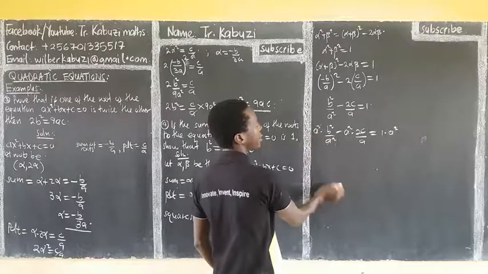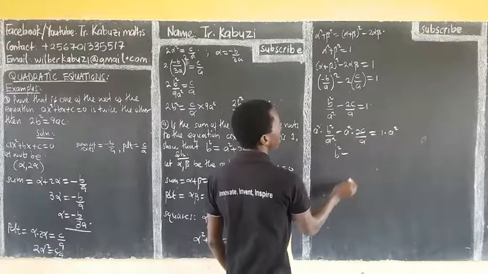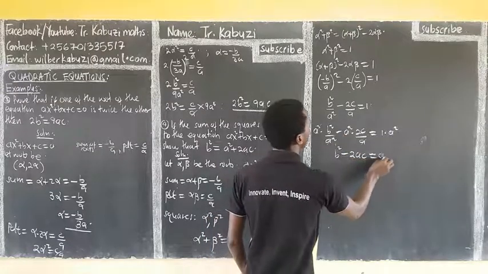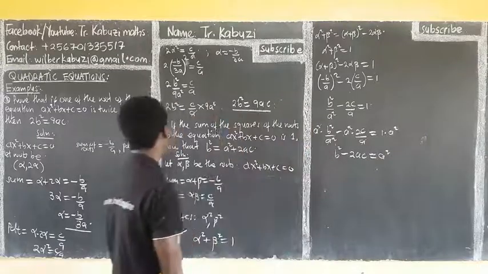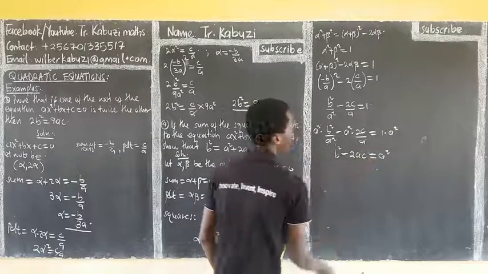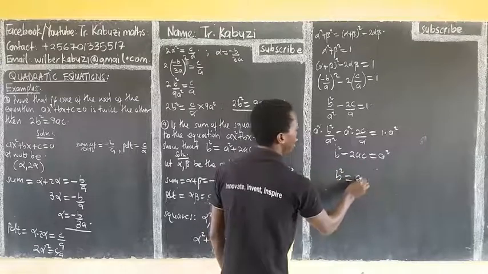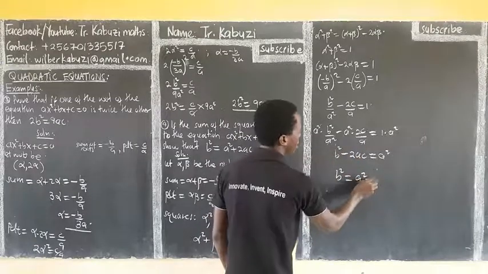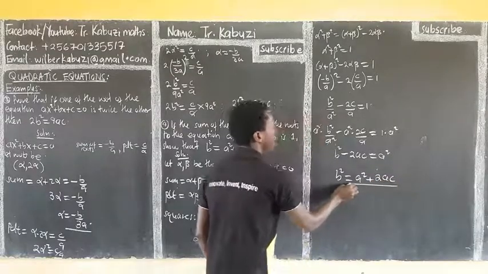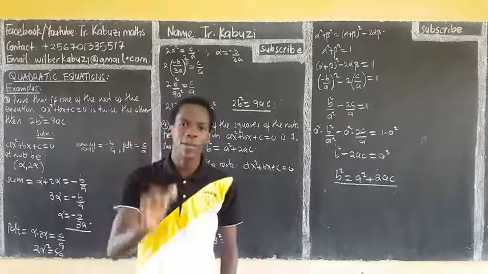This will cancel this. So we now have b squared minus 2ac equaling a squared. To make b squared the subject, we take the a squared to the other side. When it crosses the equal sign, it becomes positive 2ac, and that becomes our answer. So that's it, members. I wish you well.